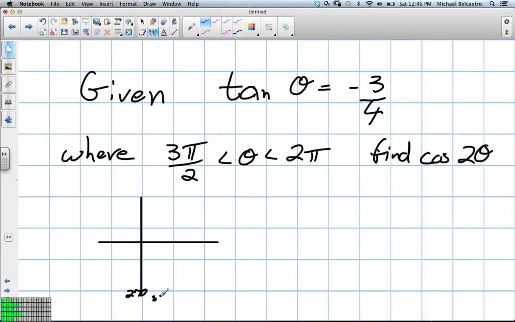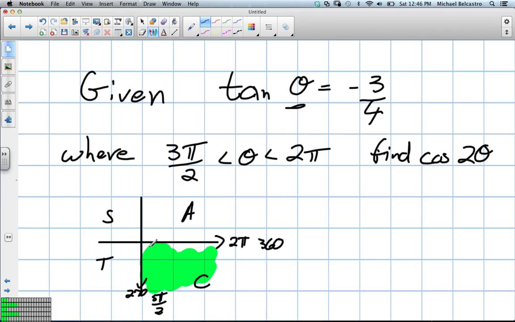270, or 3 pi over 2, is here, and 2 pi, or 360, is here. So in other words, we're between these values, so we're in the fourth quadrant in this question. Now in the fourth quadrant, let's make sure we understand this, we have CAST. So it makes sense that our tangent theta will be negative, because we know tangent is negative in the fourth quadrant, right? So what we're going to do is build this triangle here.